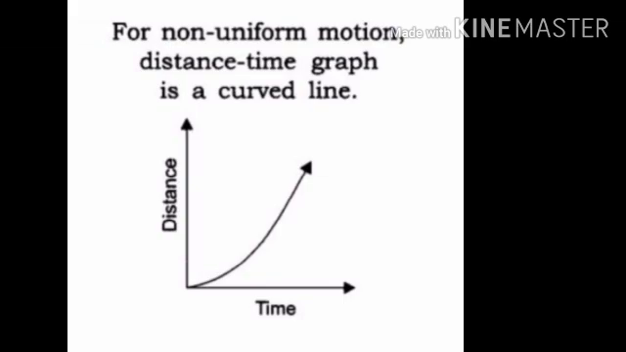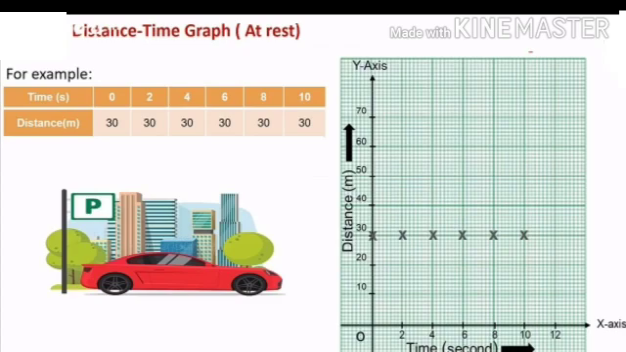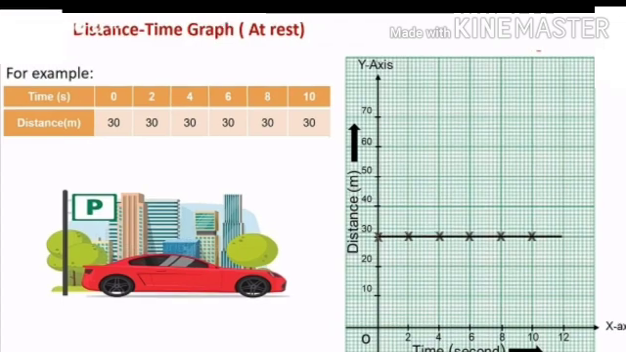Now, the distance time graph for a body at rest. But you see, children, if the body is at rest, it means the distance does not change with time. So the distance time graph for a body at rest is a straight line parallel to the time axis as shown in the figure.